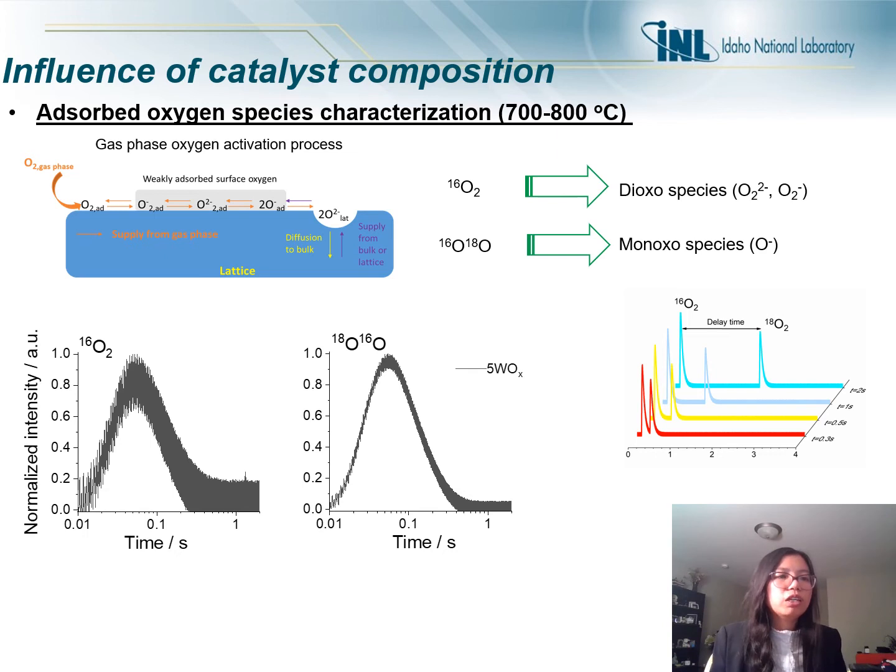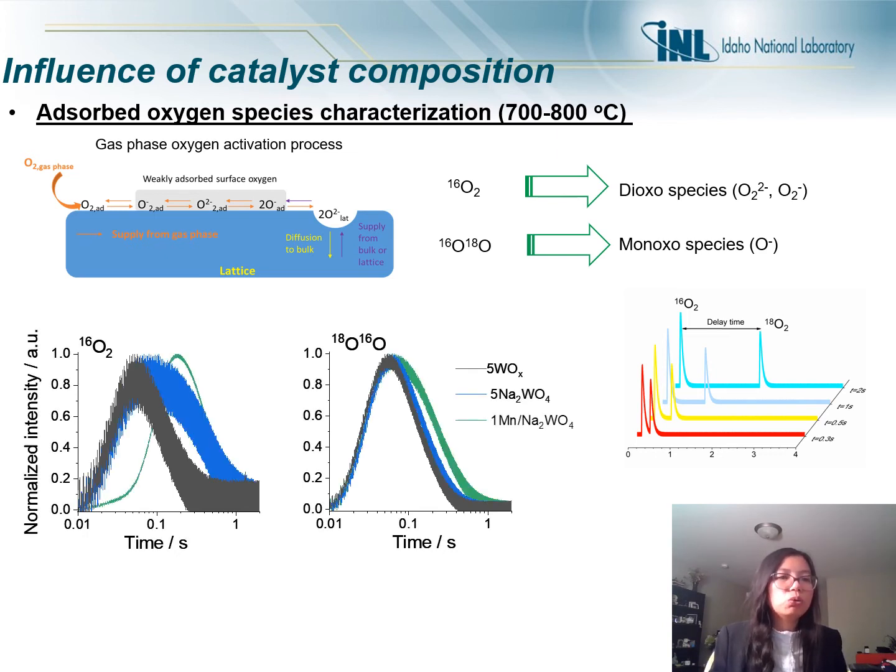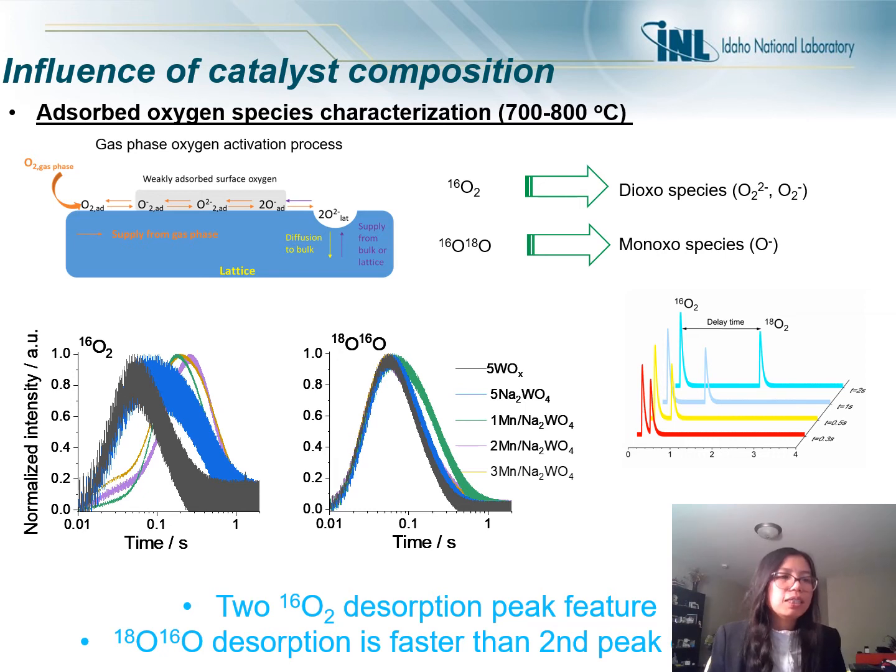As you can see in the movie going on here, we observe both 16O2 and mixed isotope during the 18O2 process. However, their kinetic features are very different and also depend on the catalyst composition. As you can see in the figure, a two-peak 16O2 desorption feature was observed, and mixed isotope desorption is faster than the second peak of 16O2. Mixed isotope is more constant in the desorption position regardless of catalyst composition. However, the catalyst composition influences the 16O2 formation kinetics a lot.